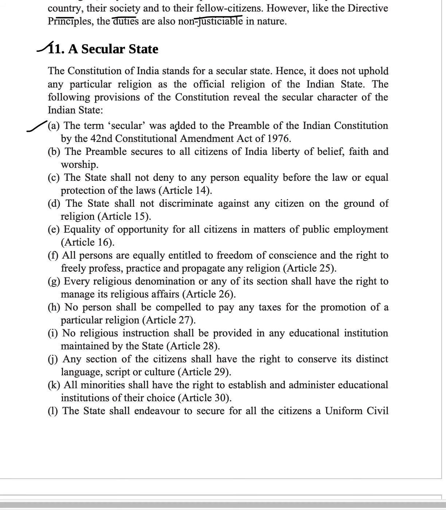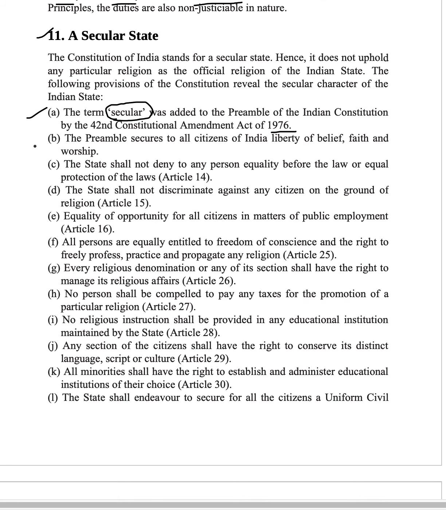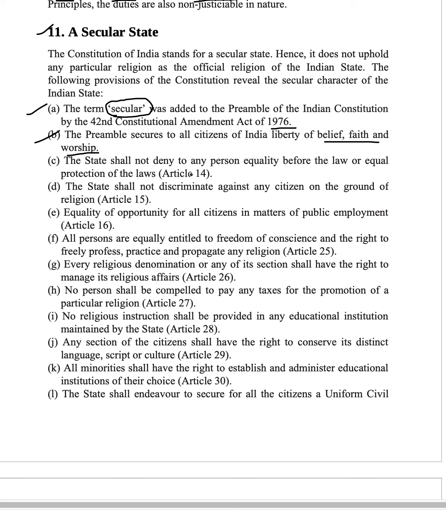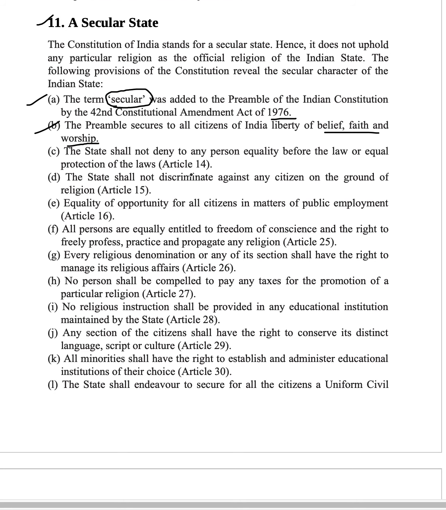First, the term secular was added to the preamble of the Constitution by the 42nd Constitutional Amendment Act of 1976. So before this particular amendment, the secular was not in the preamble, but now it is part of the preamble. Then second, the preamble secures to all citizens of India liberty of belief, faith and worship. Obviously, anyone is free to believe in any god, have any faith and worship any god. So all these things are already secured in the preamble itself.